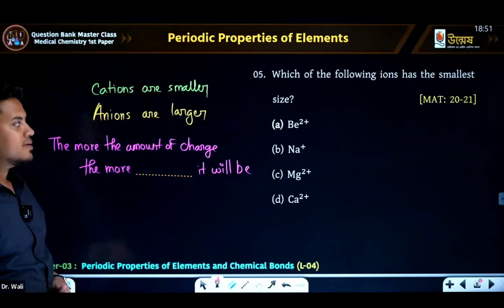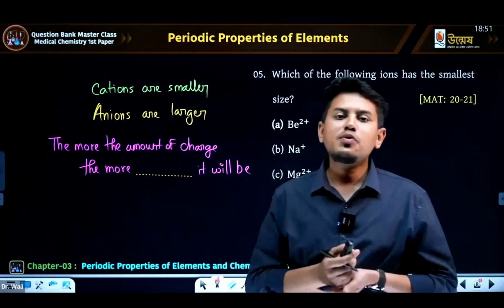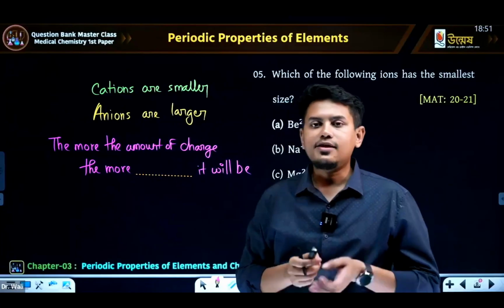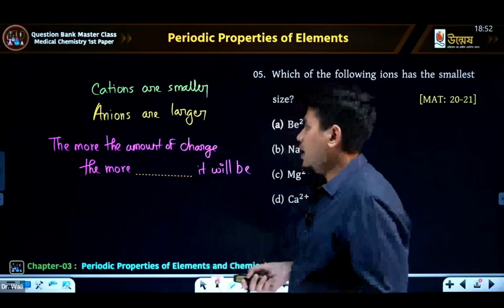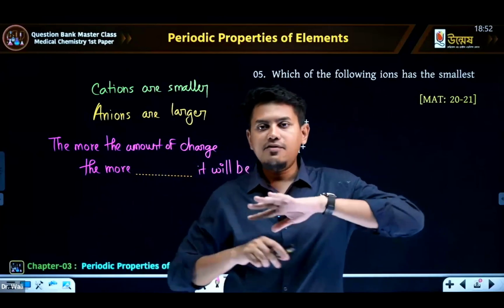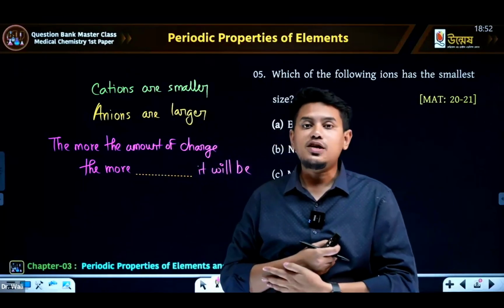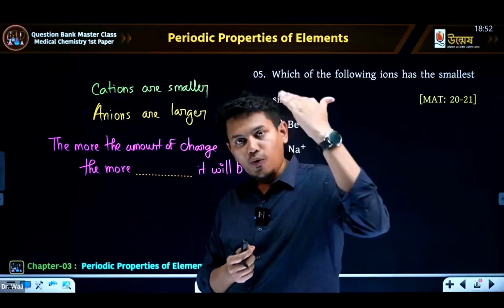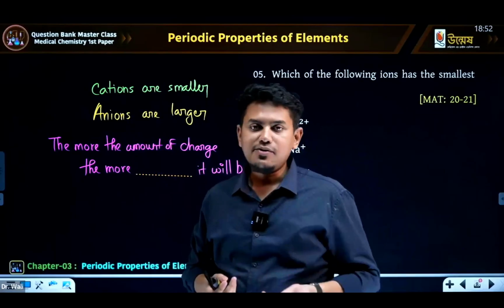What does it mean? It means beryllium and beryllium ion. Which one is smaller? Certainly beryllium ion is smaller. Again, chlorine or chloride, which one is bigger? Certainly chloride is bigger because anions are larger. And if there are isoelectronic anions or isoelectronic cations, then we need to look for charge. If the charge is more, then it will be more small or more large. I mean, for anion it will be large and for cation it will be smaller.